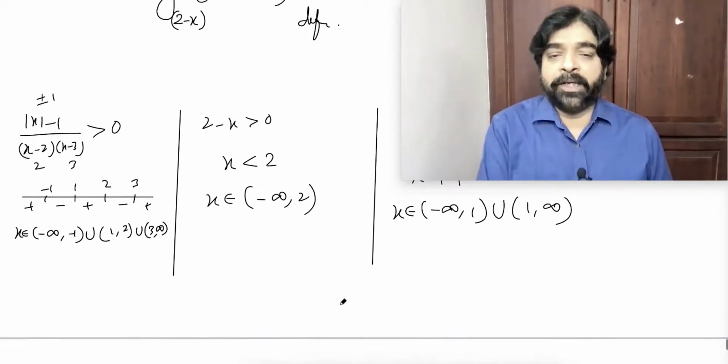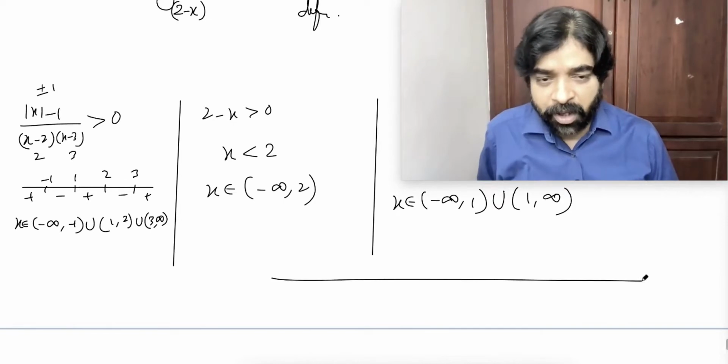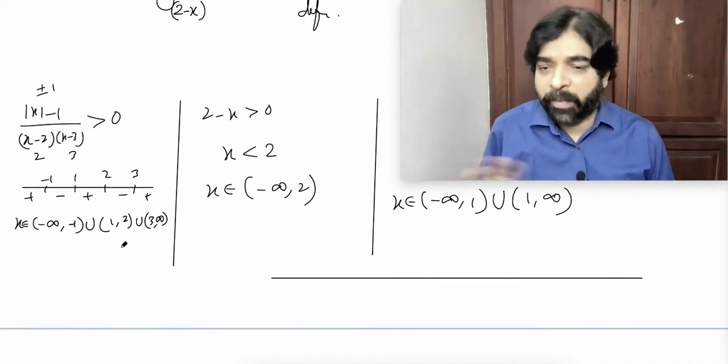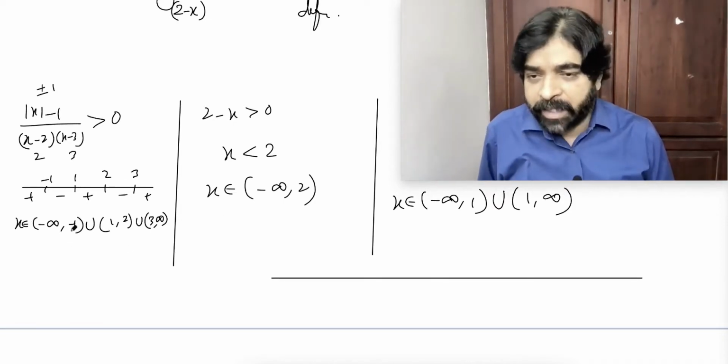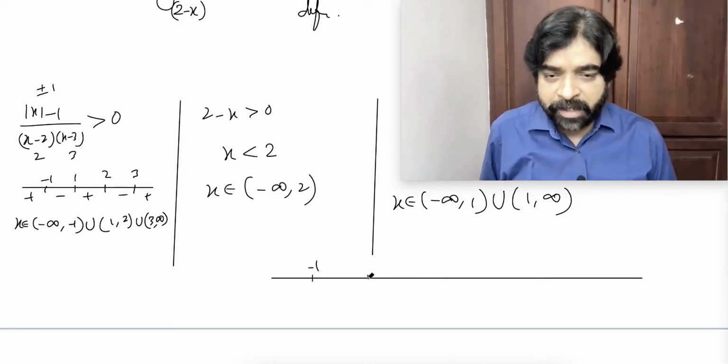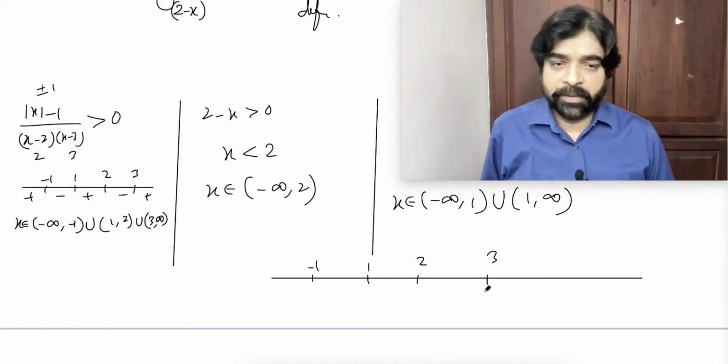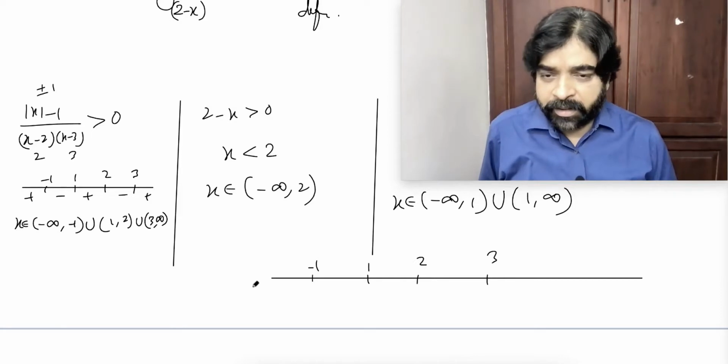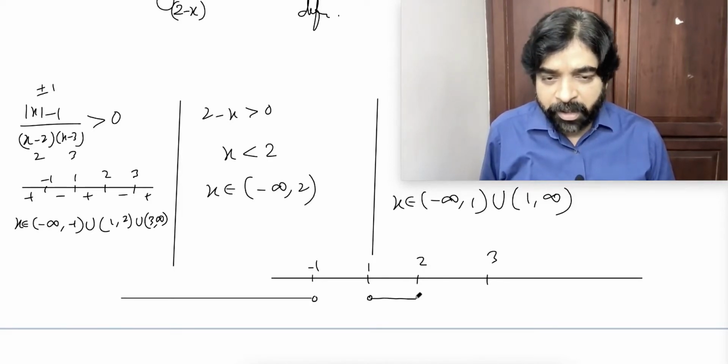Now I have to take intersection. Intersection, I told you, draw a line and write all the points whatever you can see in increasing order. I can see minus 1, I can see 1, 2, 3. That's all. And this is drawing the line. This is saying a line coming from minus infinity, terminating at minus 1. Then again restarting from 1, terminating at 2. Then again restarting from 3 and terminating at infinity.